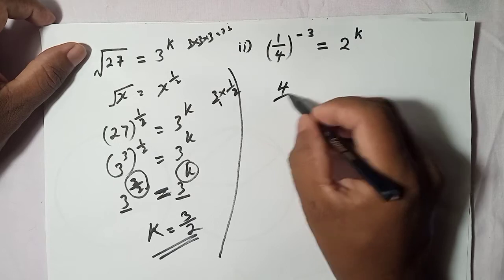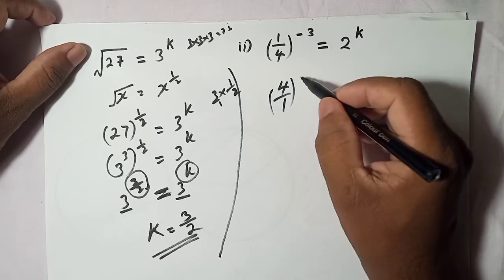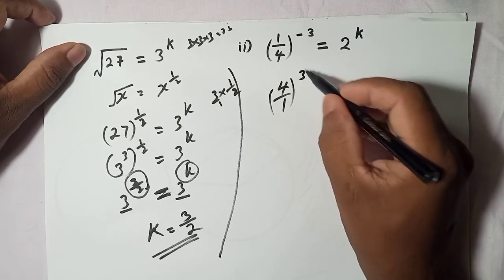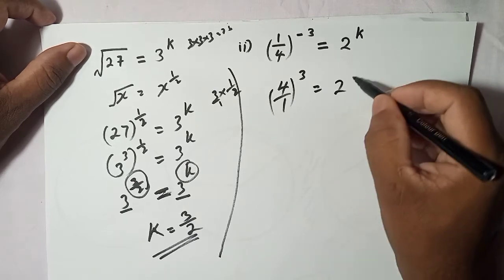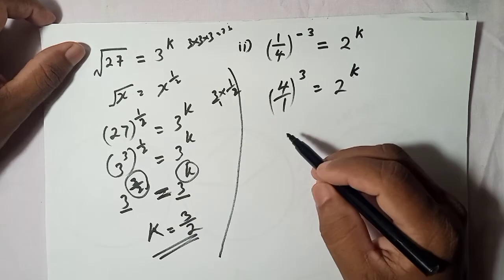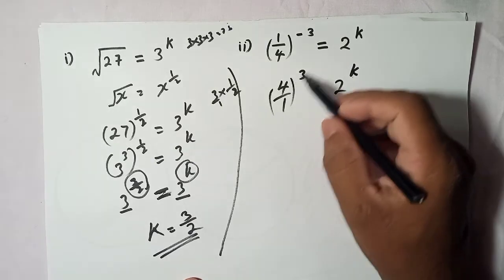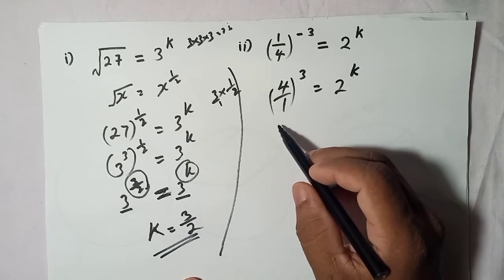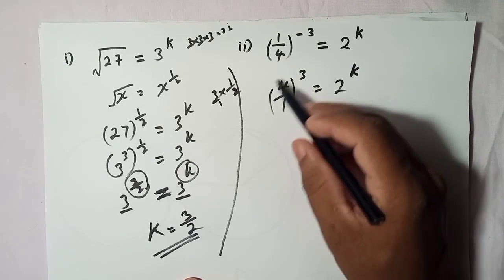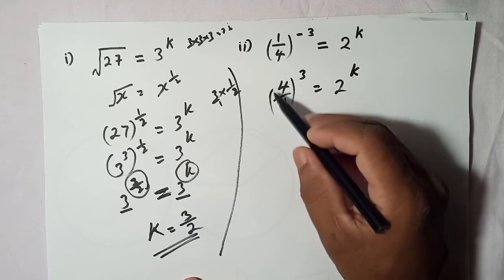So here will be 4 over 1. You don't need to write even 1 here. So this will become plus 3. Remember, this is a very quick way. Now this becomes plus. Again, like I told you, try to make as much as possible in index form.